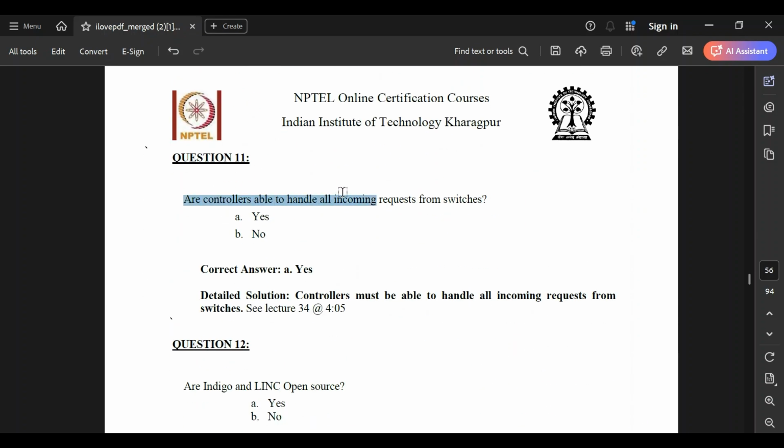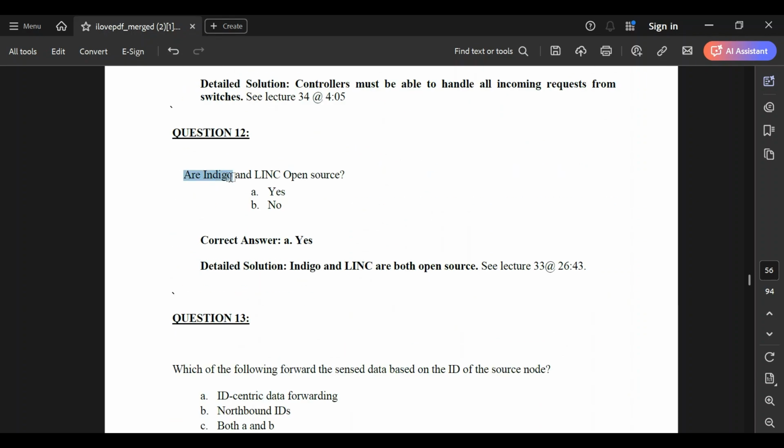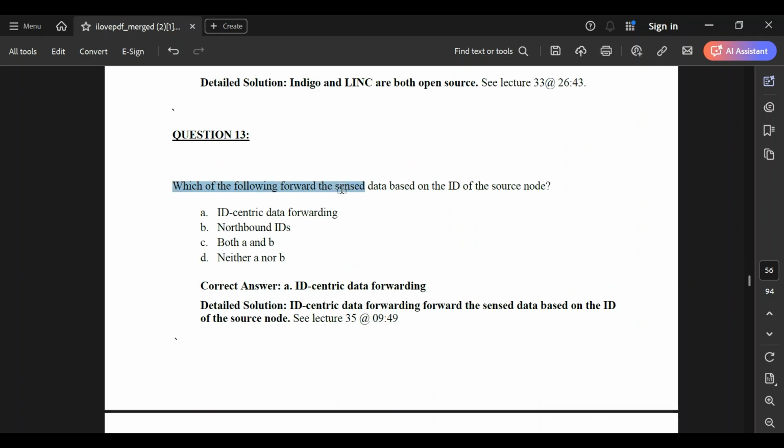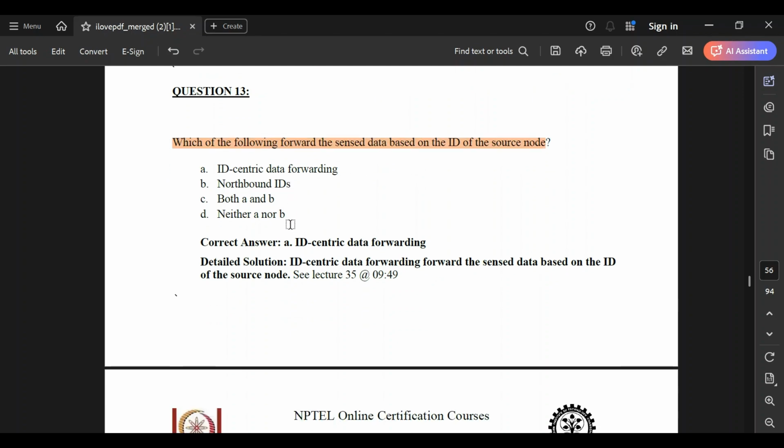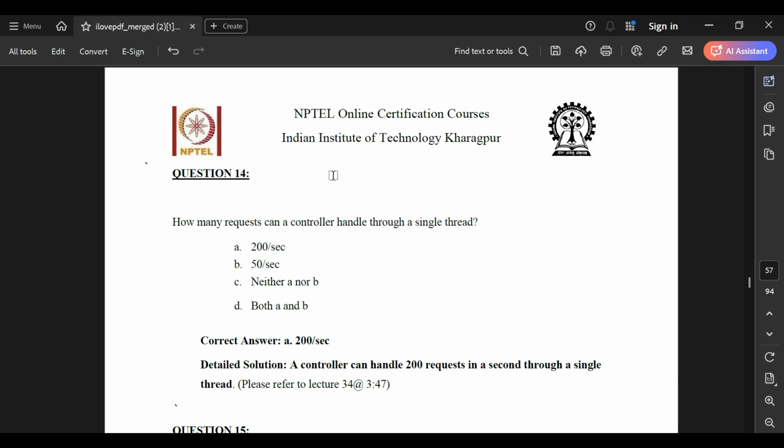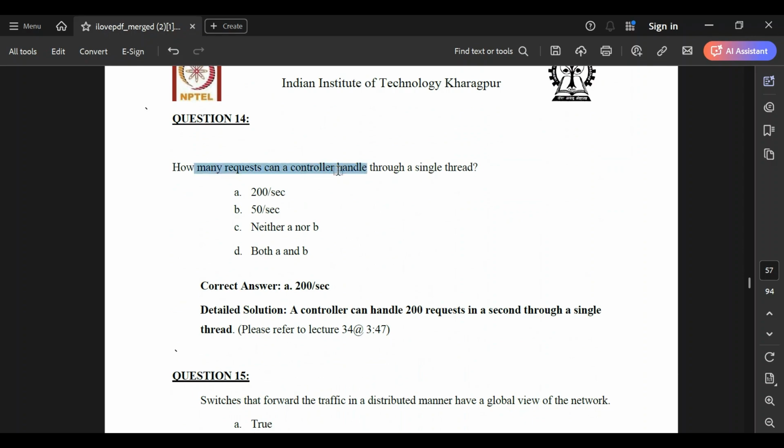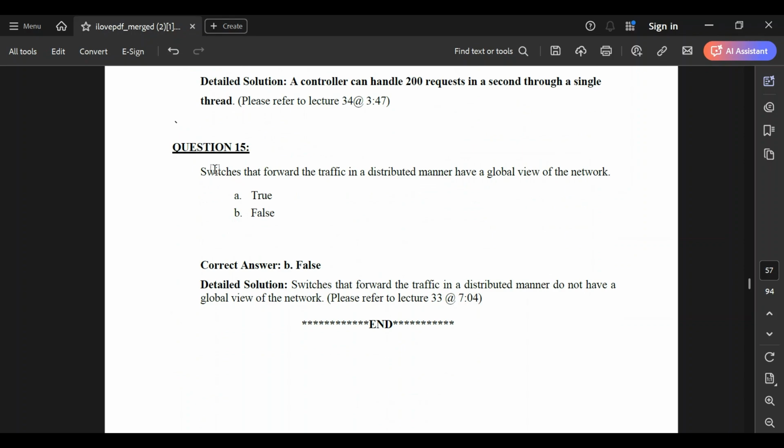Are controllers able to handle all incoming requests from the switches? Yes, they are. Are Indigo and Link open source? Yes, they are open source. Which of the following forwards the packet data based on the ID of the source node? It is ID centric data forwarding. How many requests can a controller handle through a single thread? It is 200 per second. Switches that forward the traffic in a distributed manner have a global view of the network. So this is false.